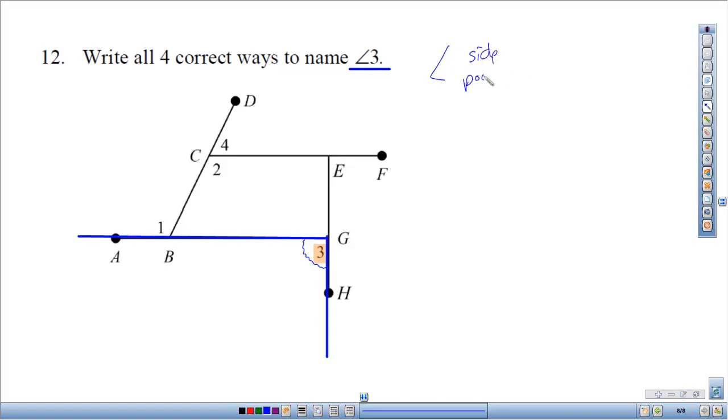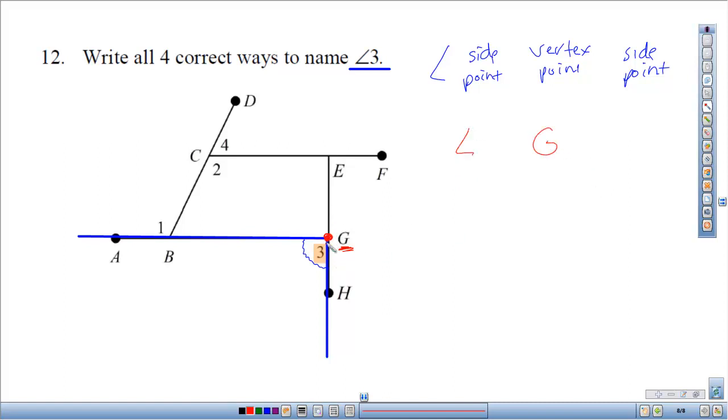A side point, then a vertex point, and finally a side point, like a point from the other side. So who is the vertex point? Can you see that this is the vertex point right there? So on all of these names, the point G has to be in the middle. So let's see, angle, and then I'm going to put G in the middle.